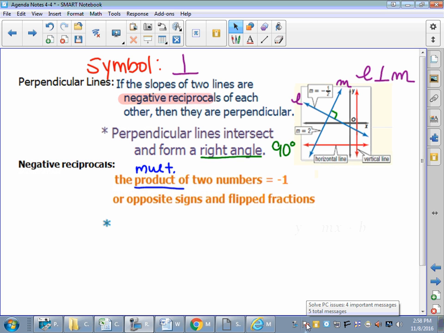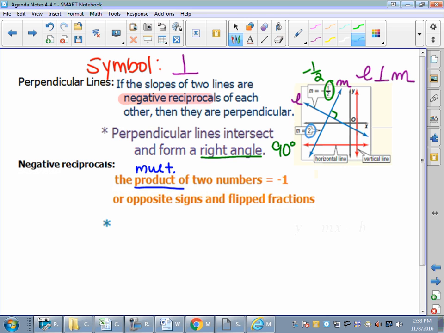Notice on that diagram with lines L and M, the slope of line L is -1/2. The slope of this line over here is 2. Well, they definitely have opposite signs. One's positive, one's negative. If I flip over or do the reciprocal of -1/2, that would be +2/1. So it's opposite signs and reciprocal.